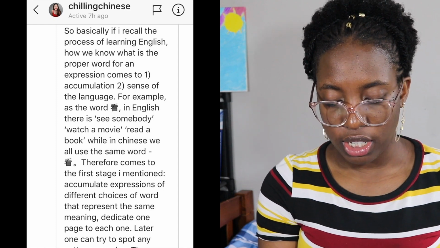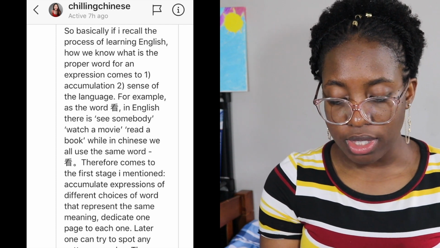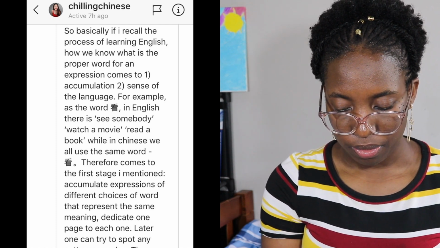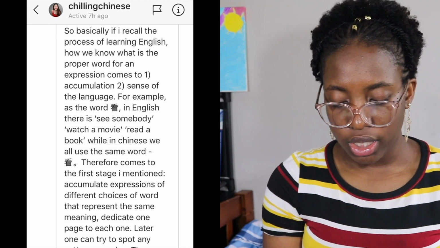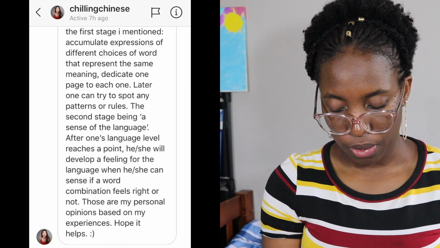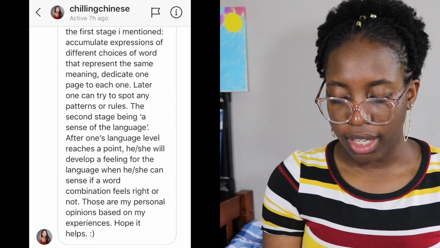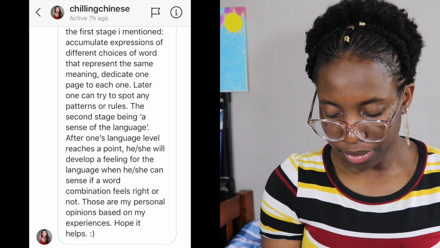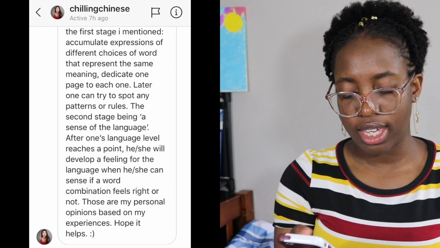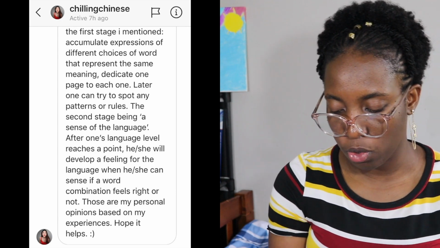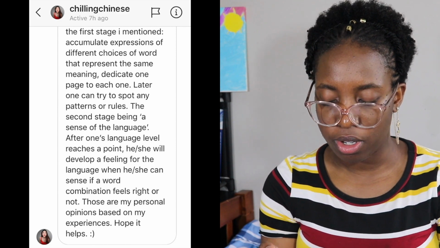Therefore, comes to the first stage I mentioned. Accumulate expressions of different choices of word that represent the same meaning. Dedicate 1 page to each one. Later, one can try to spot any patterns or rules. The second stage being a sense of the language. After one's language level reaches a point, he or she will develop a feeling for the language when he or she can sense if a word combination feels right or not. Those are my personal opinions based on my experiences.